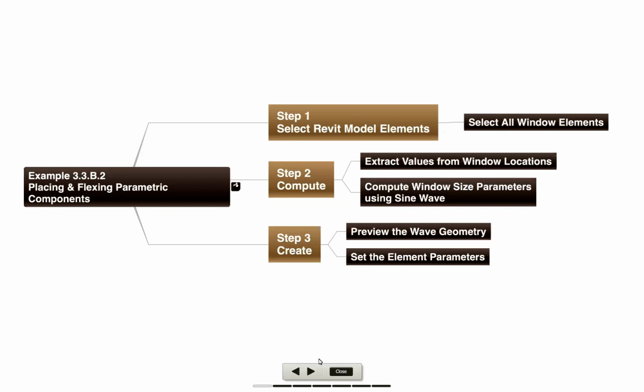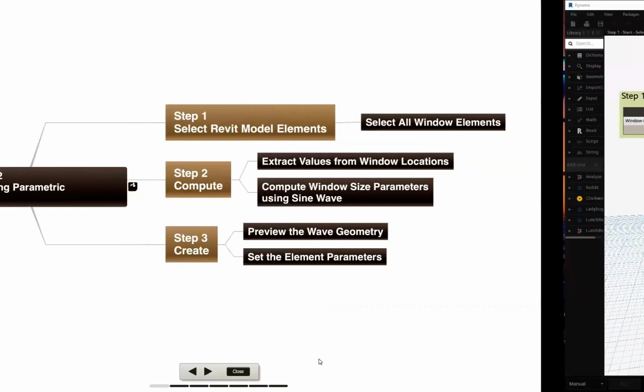And what we're going to do is, based on the window location, compute the window size parameters using a sine wave function to create kind of a nice artistic effect. Then finally, we'll use those values to preview that wave geometry and set the element parameters to create that wave. So here's the finished effect we're after.